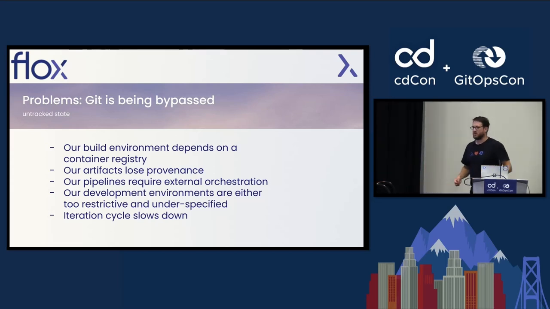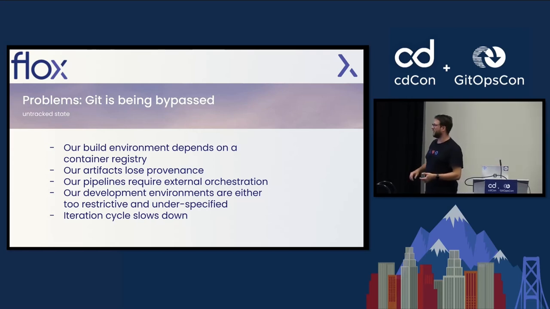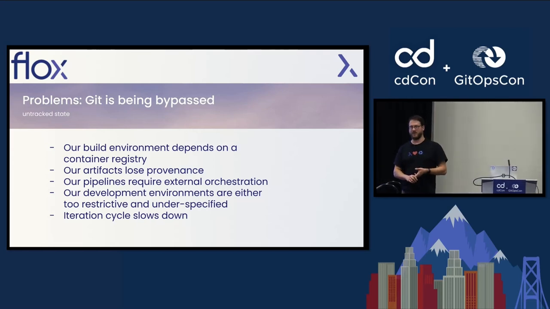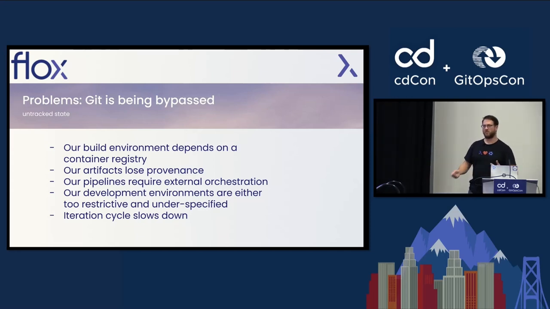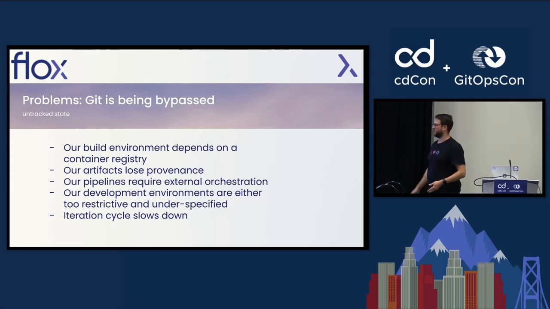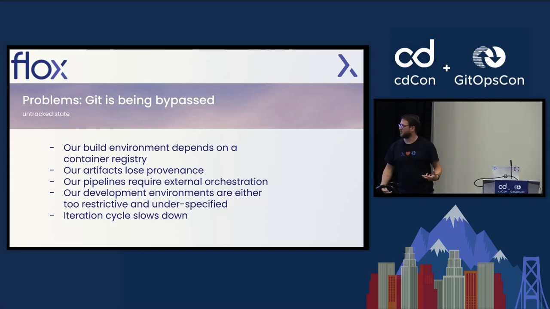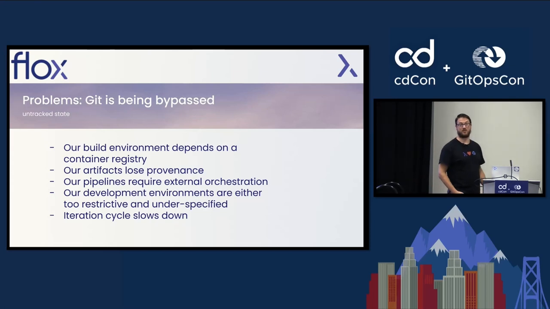Our developer environments, right? Either we don't specify them, or they're in a README, or they're over-specified: thou must run your developer environment using this VDI solution, or this VM, or inside of this container, and that becomes over-restrictive. So either we've under-specified it, or we've over-restricted the developers. Either way, in all these situations, our iteration cycle has slowed down.